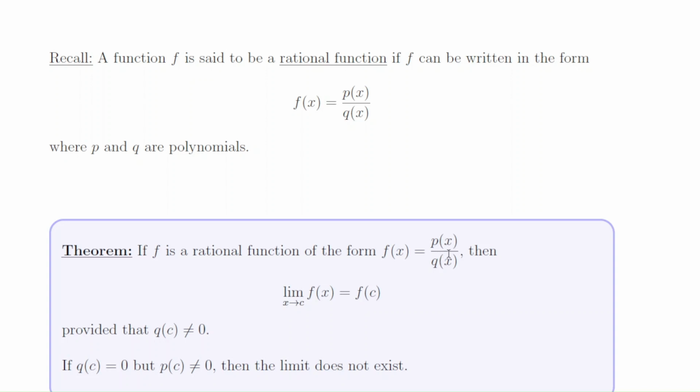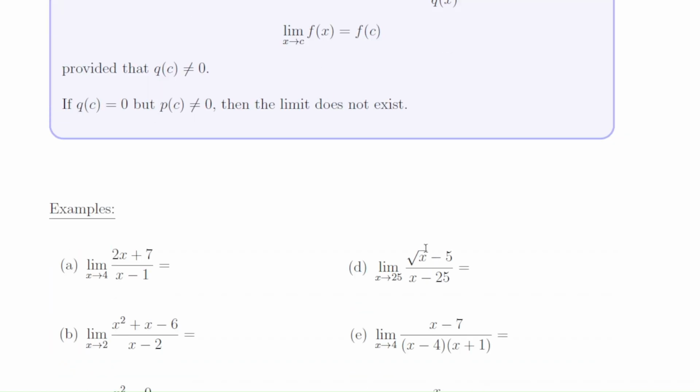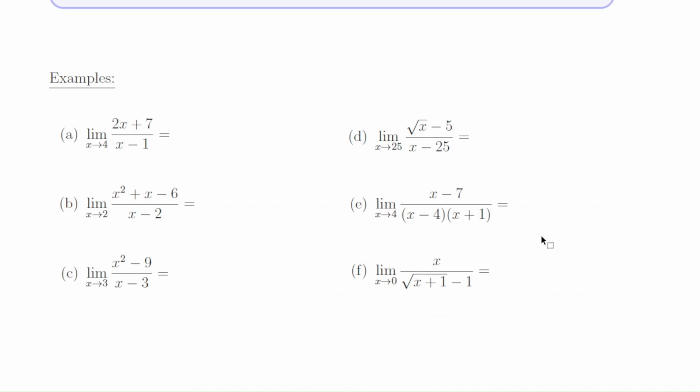Now, if they're both 0, like we had in that last example, the limit might exist. In fact, the limit did exist. It was 5. But if q of c is 0 and the top one is not 0, then the limit's not going to exist, because essentially it's going to blow up. You're going to blow up to like an infinity or minus infinity at that value. Okay, well, let's look at a few examples to finish off the video.